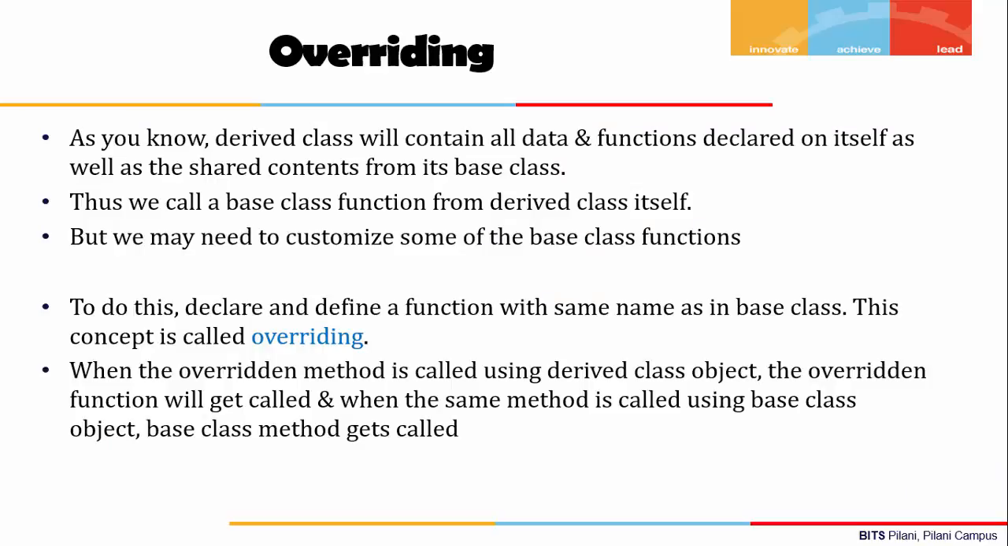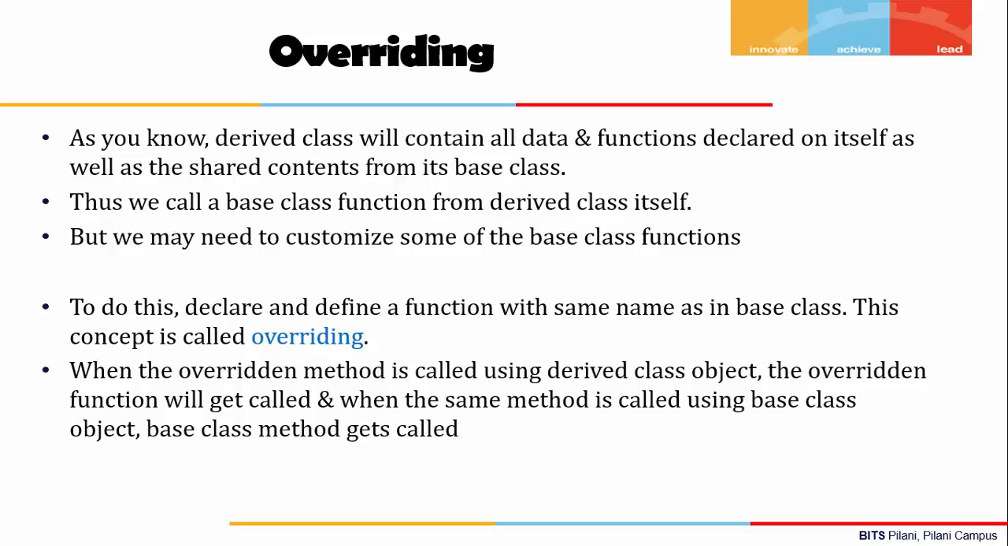Now, we come to a concept, overriding. As you know, a derived class will contain all data and functions declared in itself as well as the shared contents from its base class. Thus, we can call a base class function from the derived class itself. Sometimes the derived class may have a completely different implementation for a function that is already defined in the base class. So in this case, we need to override the base class method so that when a function call happens from a derived class object, it will call the modified implementation.